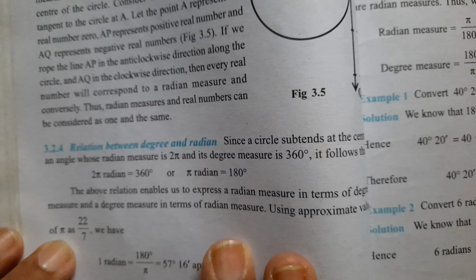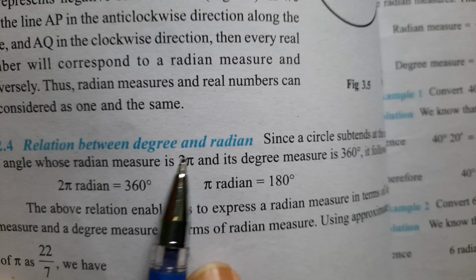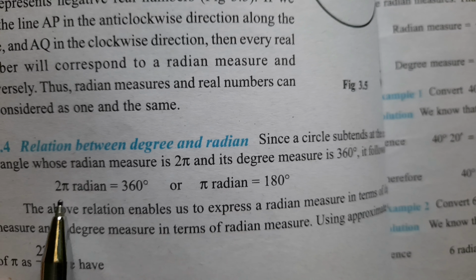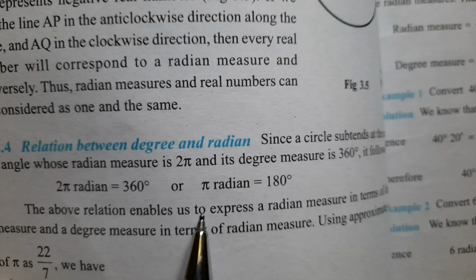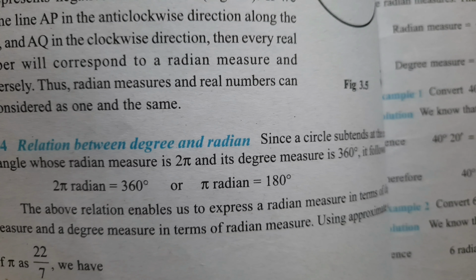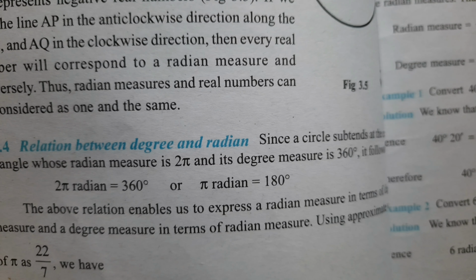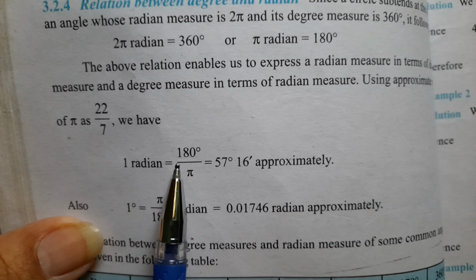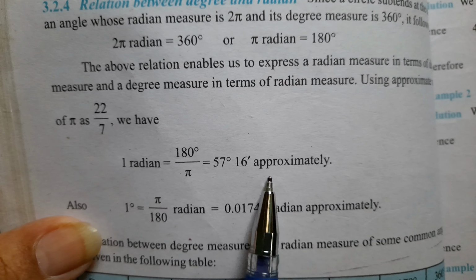Now next one, relation between degree and radian. What is the relation? Simply, 2 pi radian equal to 360 degree, or dividing by 2 on both sides, pi radian equal to 180 degree. Pi means 22 by 7. So, 1 radian equal to 180 degree divided by pi, that is equal to 57 degree. Once again I repeat that: 1 radian equal to 180 degree by pi, that is equal to 57 degree 16 minutes approximately.